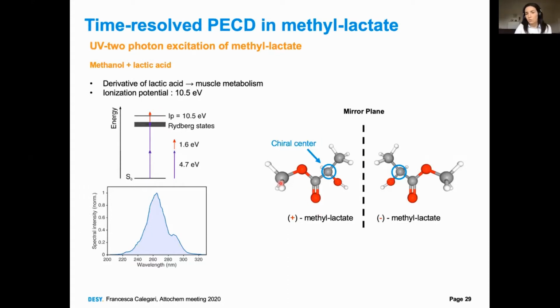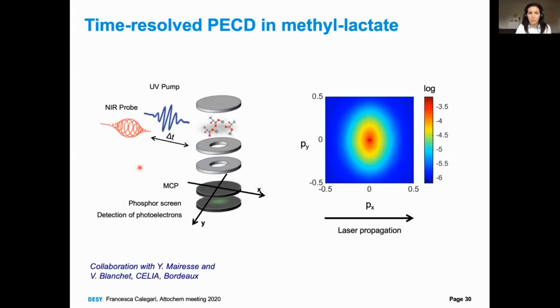These are the two enantiomers of methyl-lactate with an indication of the chiral center. And this is the UV spectrum used in our experiments. As you can see, it's quite a broad spectrum because we have short pulses and therefore we don't have much energy selectivity. This is what we have to live with. But it's very well centered in the region where we want to do this 2-photon excitation.